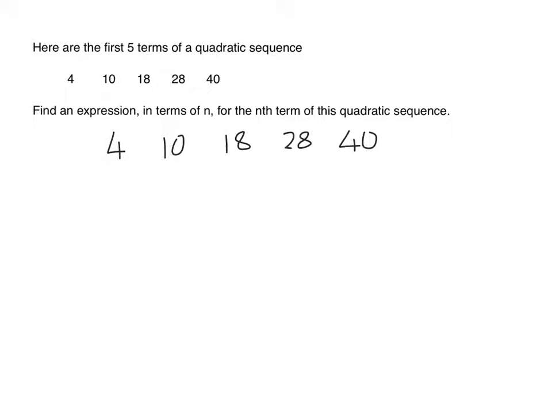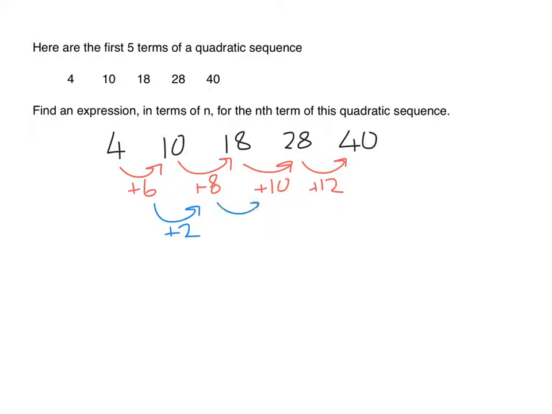And we need to find the second order difference. Let's find the first order difference. So plus 6, plus 8, plus 10, plus 12, which means that my second order difference is plus 2. So we know that whatever the second order difference is, we halve it to get our coefficient of n squared. So if it's 6, we would have 3n squared. If it's 10, we would have 5n squared. Here it's 2, so we're just going to be using n squared.